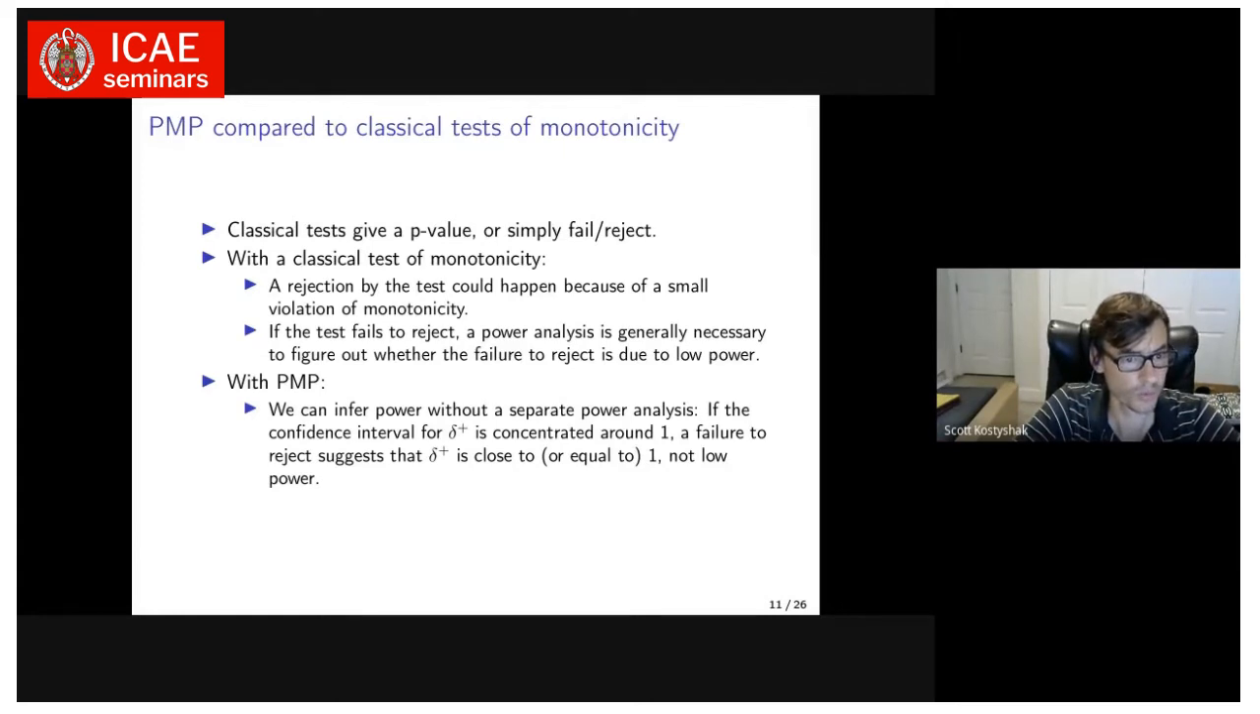And one more point before examples. With a PMP, the key thing is we can make a confidence interval. So suppose we reject monotonicity. Well, with a PMP, we can look at the confidence interval. If it's large, if it's centered close to 1, that means there's a lot of evidence supporting monotonicity to a large extent, even though the value 1 would be rejected. You can imagine a confidence interval of 0.9 to 0.95. So the key thing is we can make a confidence interval because we have a parameter of interest.